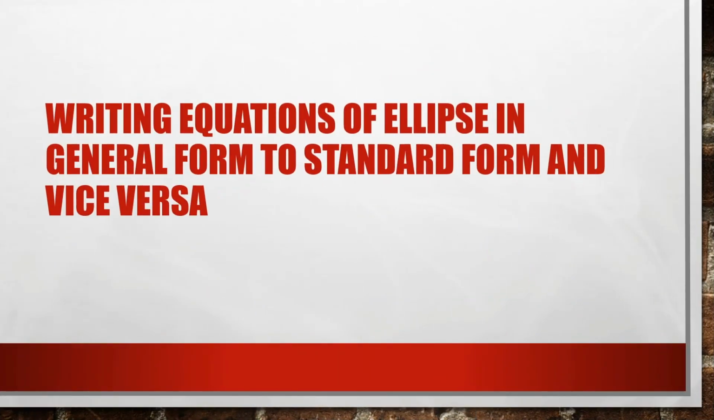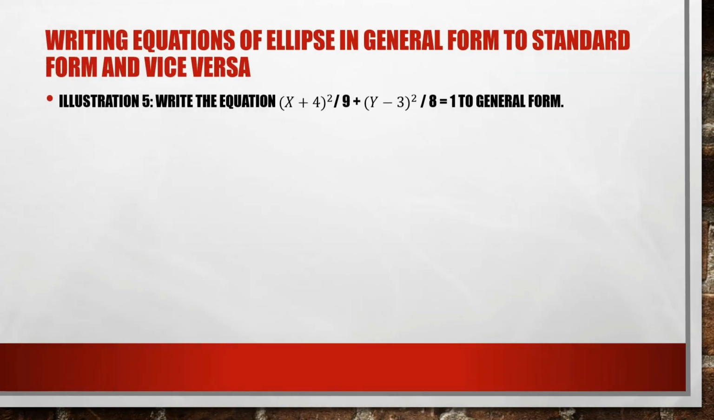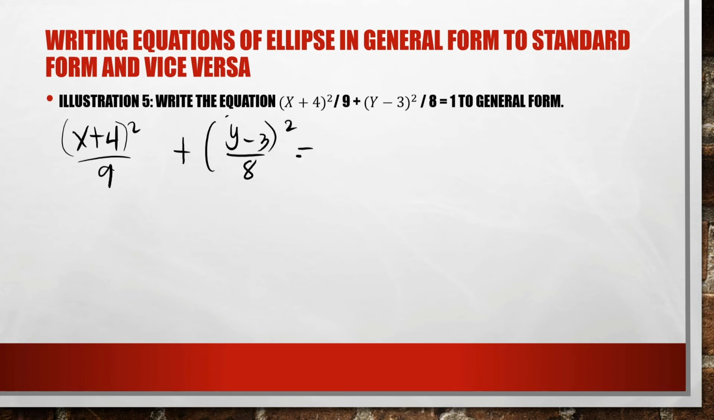Equations of ellipse in general form to standard form and vice versa. For example, write the equation (x plus 4) squared over 9 plus (y minus 3) squared over 8 is equal to 1 to general form. Sulat muna natin yung given. (x plus 4) squared over 9 plus (y minus 3) squared over 8 is equal to 1.